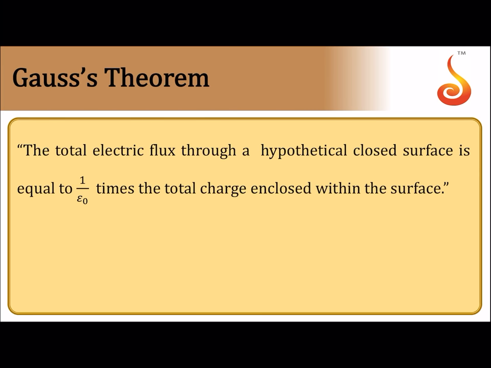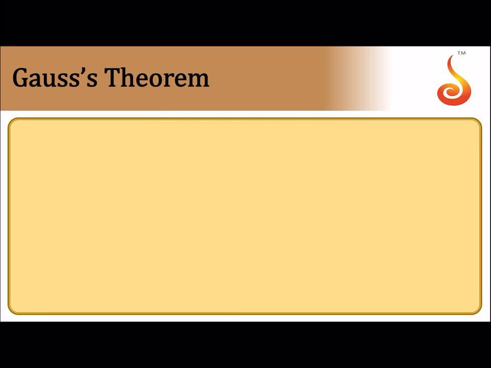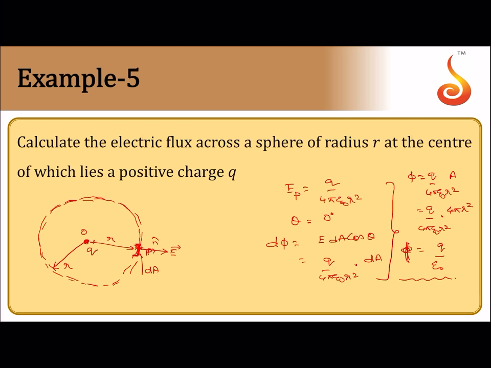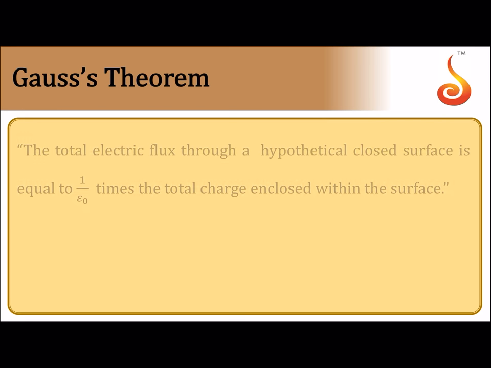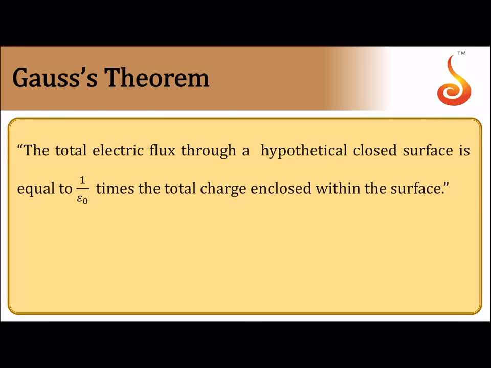It states that the total electric flux through a hypothetical closed surface is equal to 1 by epsilon naught times the total charge enclosed within the surface. See what happened there? The charge within the surface that we had was Q. Enclosed charge is Q. 1 by epsilon naught times Q, so Q by epsilon naught is the flux through the whole surface. The electric flux, please write it down, all of you.